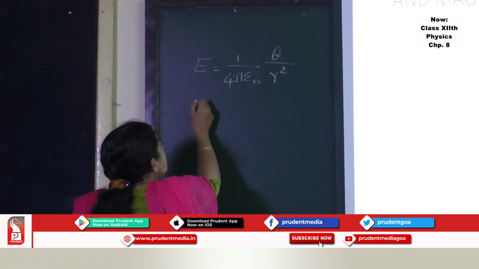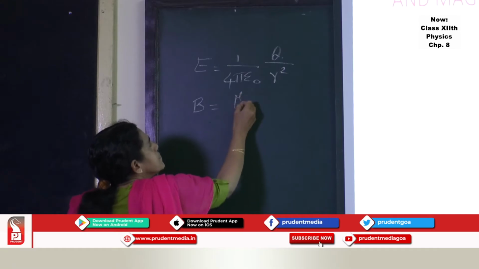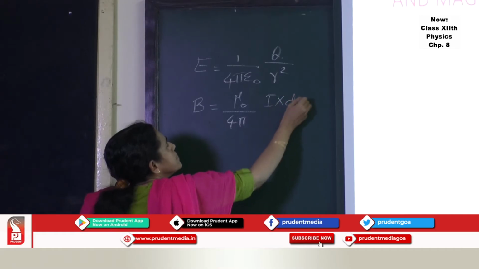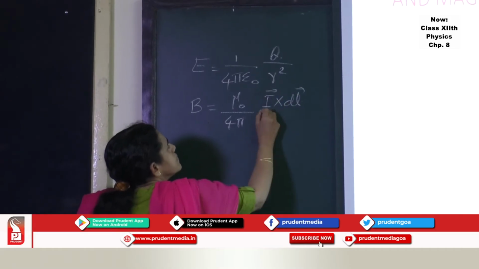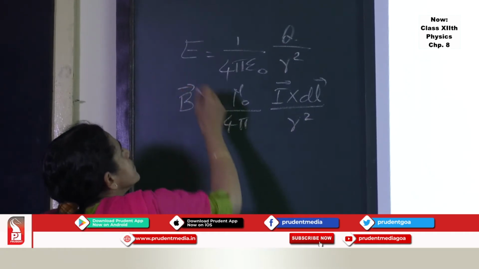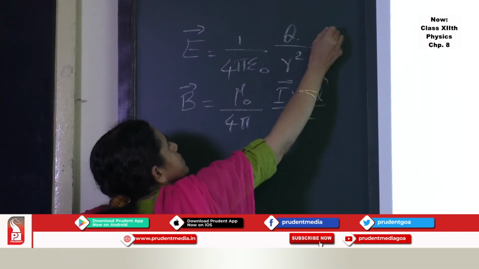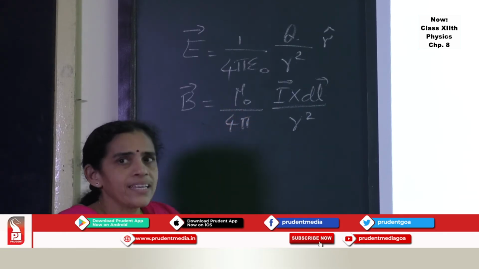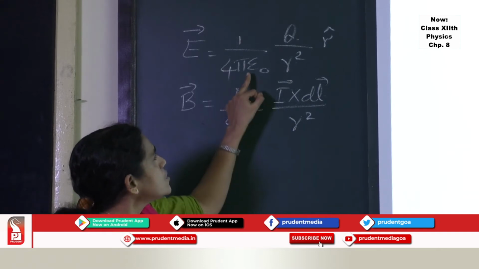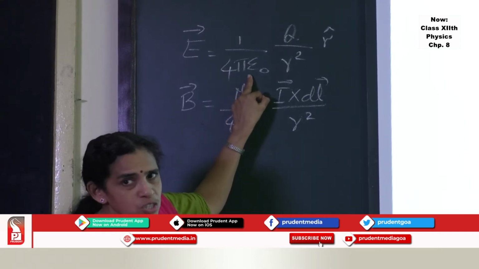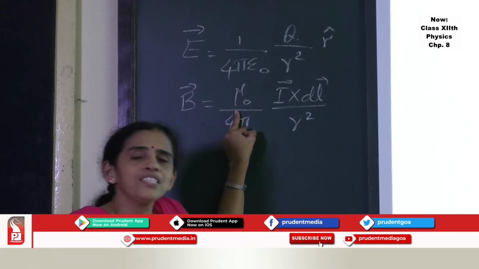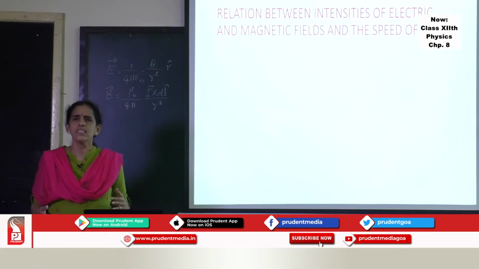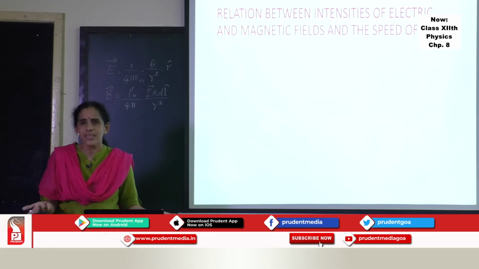Similarly, in B, there is a constant mu 0. We will be studying it in magnetism chapter. So this is called the permittivity of free space. This is called permeability of free space. Free space means vacuum, and we take most of the things, vacuum and air, more or less the same.